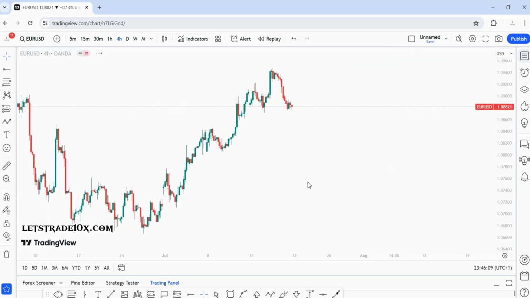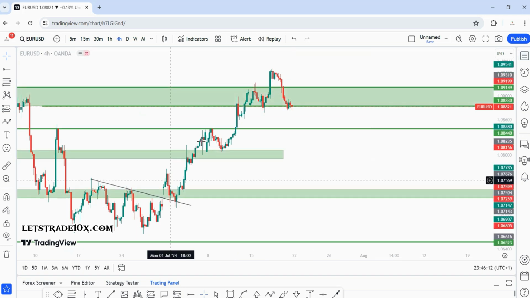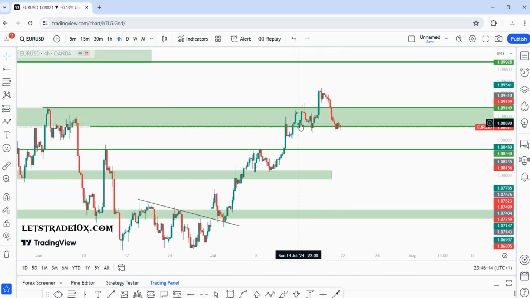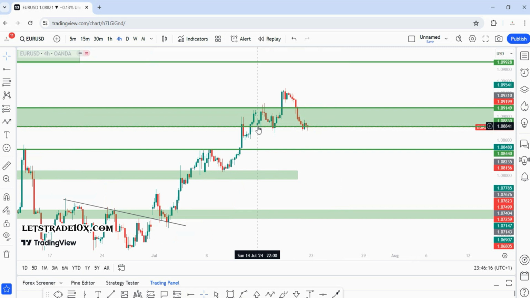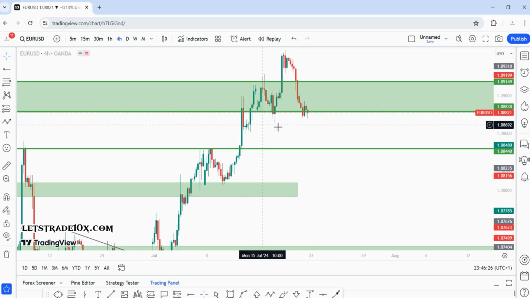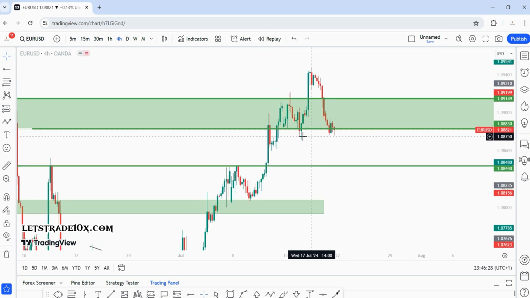Now Euro USD was quite complicated last week. As a matter of fact, you can notice the gap around here, which was where we opened for last week, and price basically just swung lower, higher, then back to the lowest point here for last week. So now what should we be expecting going into next week?